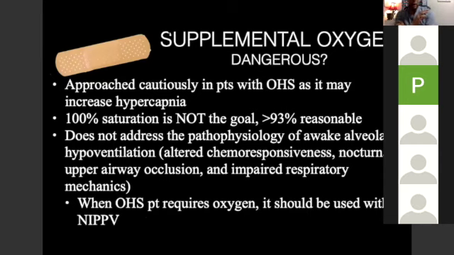And I want to point out that oxygen can be dangerous. Now, sometimes it is supplemented, but it's always supplemented in the setting of giving non-invasive ventilation. So you're not going to just give oxygen to an OHS patient. You're going to give oxygen with BiPAP. And we'll want to shoot for that 93% sat.